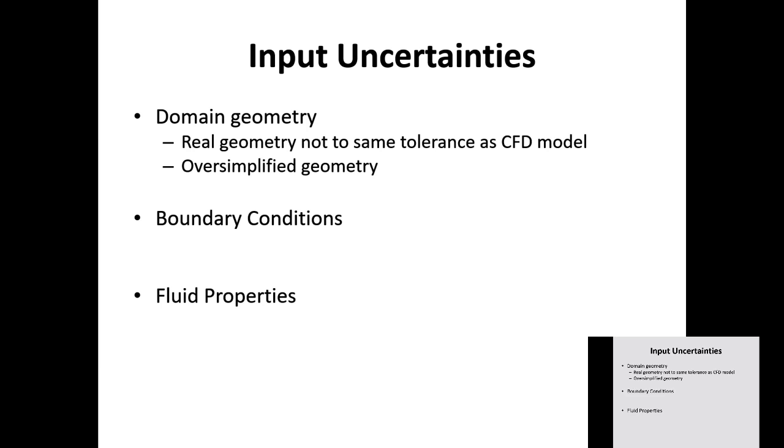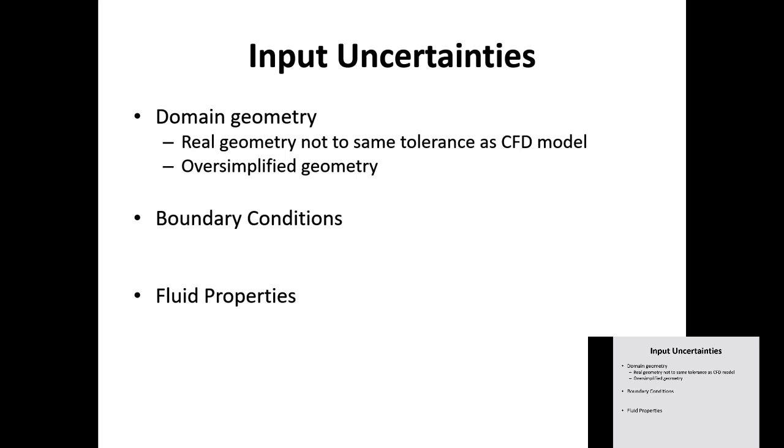The input uncertainties. Input uncertainties are when you have discrepancies between your inputs and your actual physical model. You cannot get the actual geometry sometimes, or you can have an oversimplified geometry.